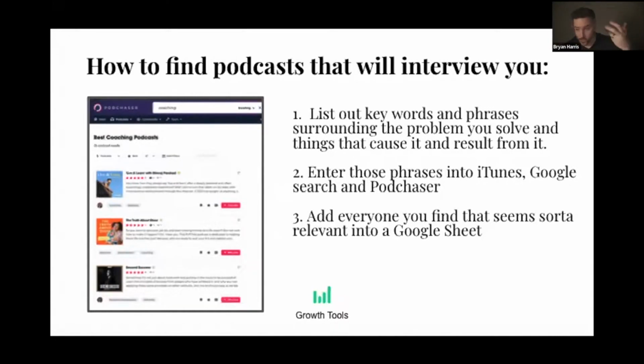Second thing, pull out your phone, or actually I prefer this little website called Podchaser, and I'd start typing all the keywords and phrases in one at a time. Then add everyone you find that seems relevant to you to a Google Sheet. Make your list of people.